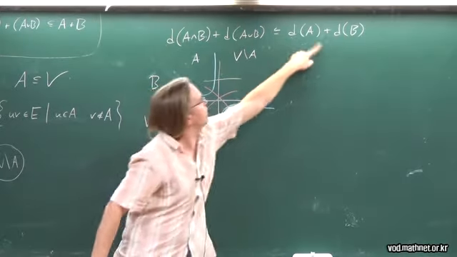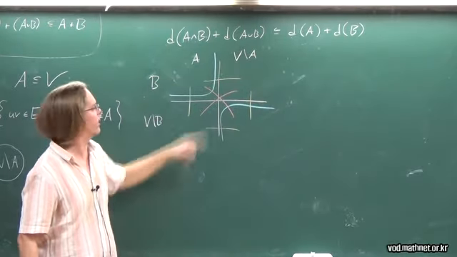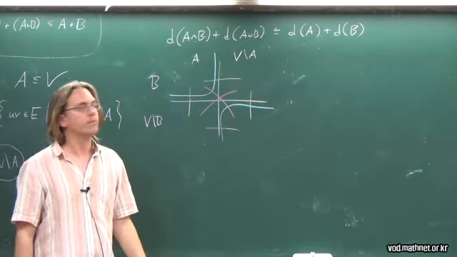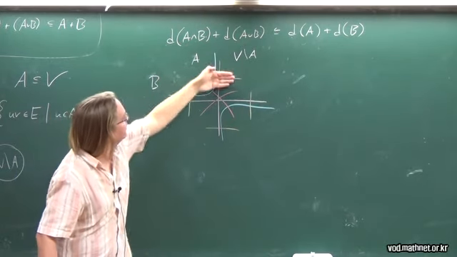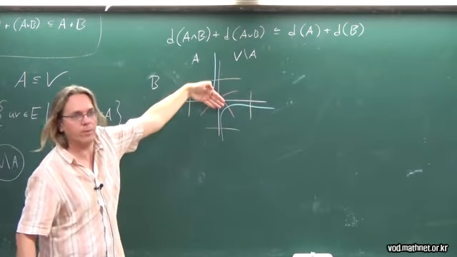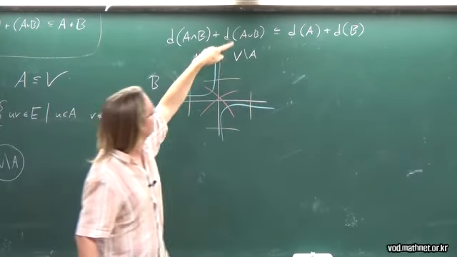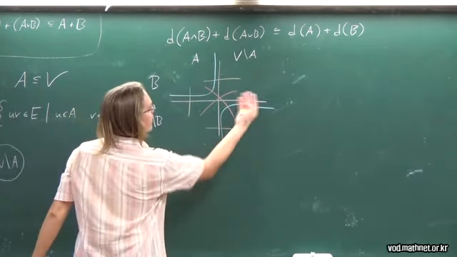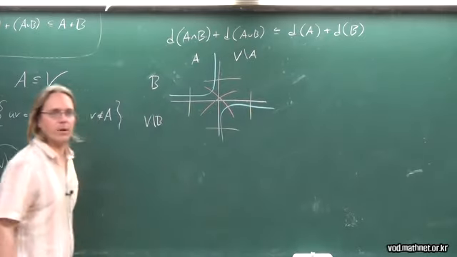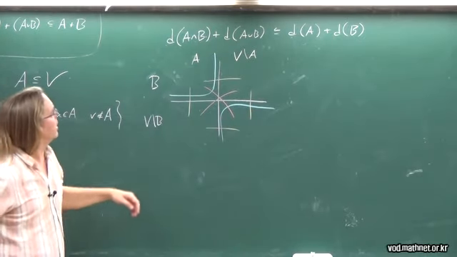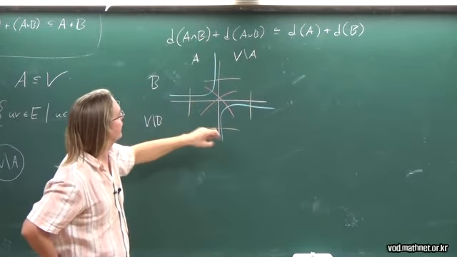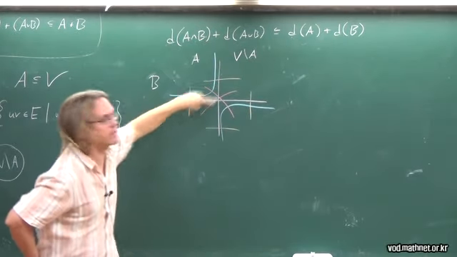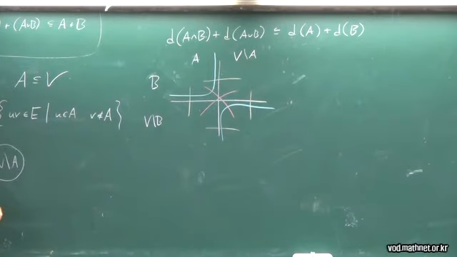So the sum of these two counts all of the yellow edges once and all the pink edges twice. D of A intersect B counts these edges once, and these edges once. D of A union B counts these edges once, and these edges once. So in fact, this is true, and moreover, the difference is twice the number of edges that go between there.